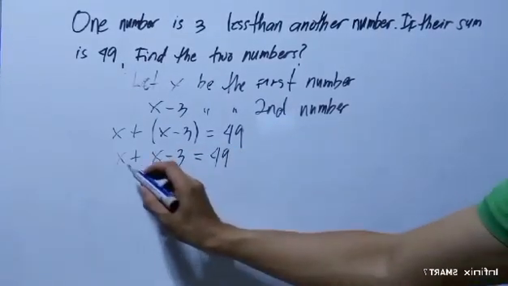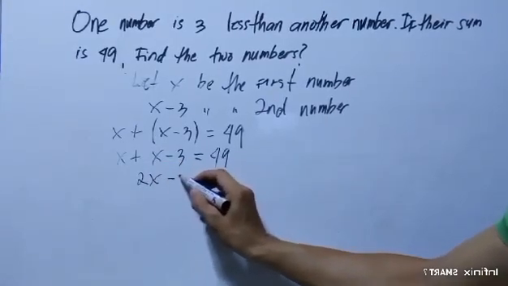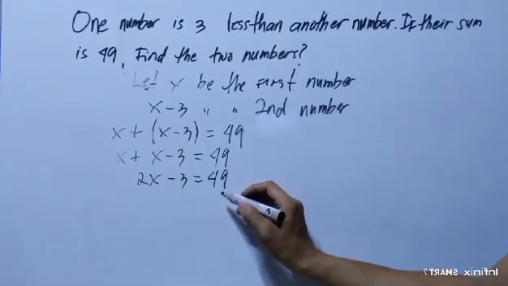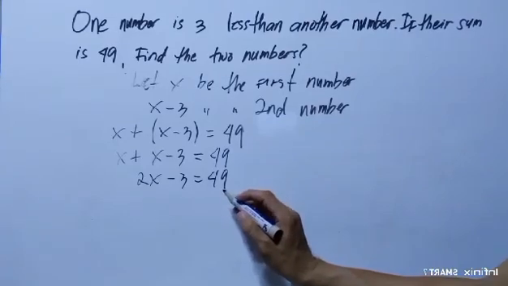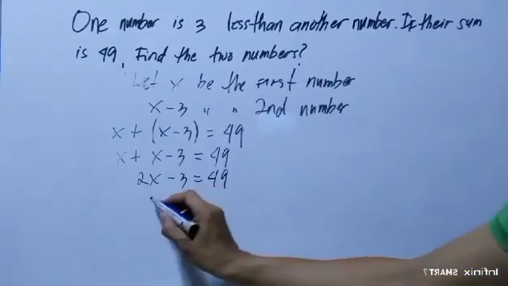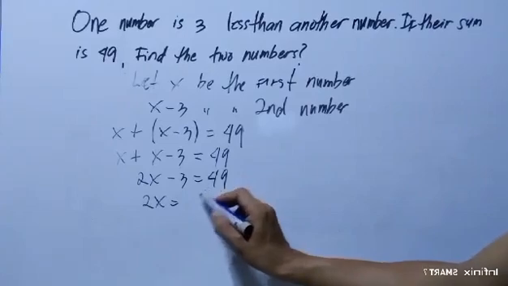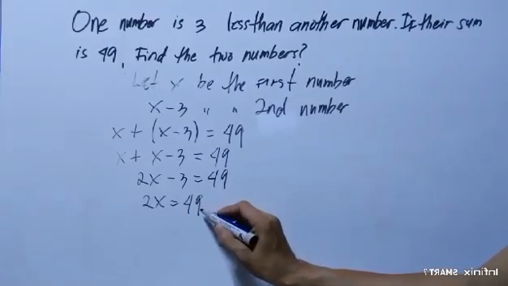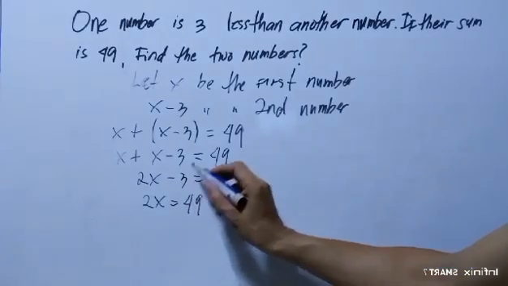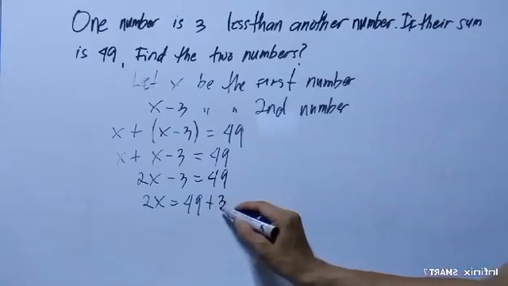And then we will combine like terms. Si x plus x is 2x minus 3 equals 49. Okay? Then i-transpose natin si negative 3 papunta dito sa right side. So 2x, kopyahin natin si 49 kasi hindi siya na-transpose kasi nasa right side siya. So si negative 3, transpose natin yan. So from negative 3, magiging positive 3.